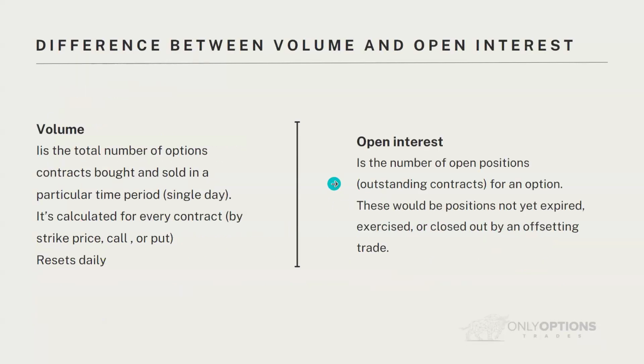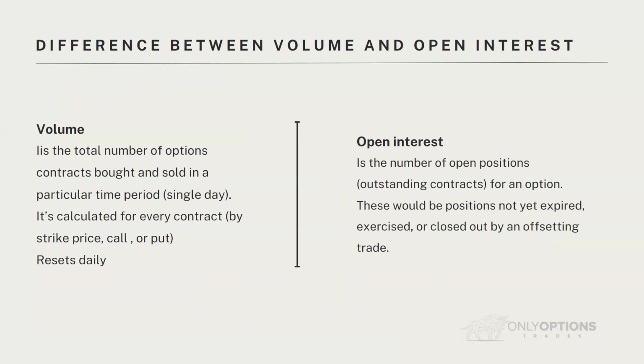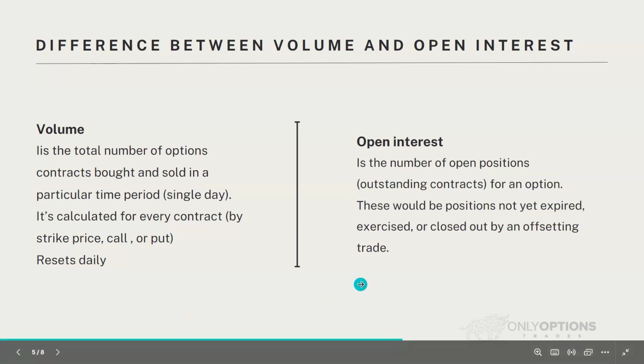Okay, so the main difference for everyone to learn is that volume is the total number of option contracts bought and sold in a single day, and open interest is the number of open positions. That means outstanding contracts for an option. These positions on the open interest side are not yet expired, not yet exercised, and not yet closed. Because sometimes when we close a position, that offsets the new buys, okay? So that's how we use them.